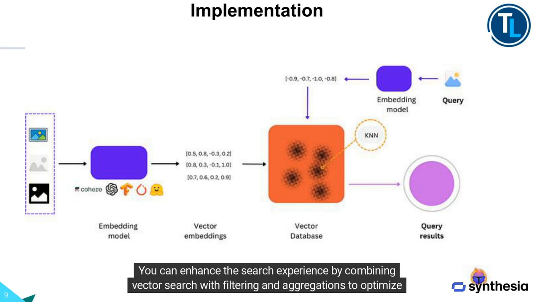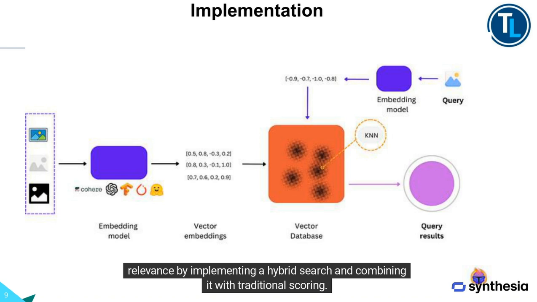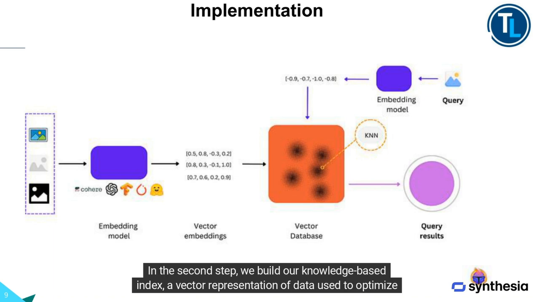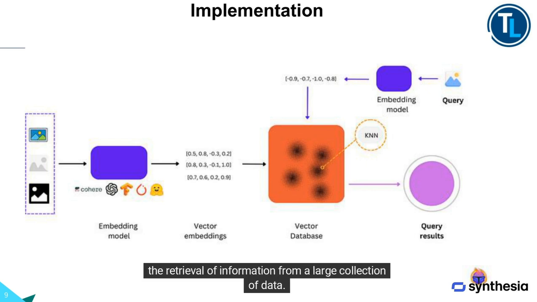You can enhance the search experience by combining vector search with filtering and aggregations to optimize relevance, by implementing a hybrid search and combining it with traditional scoring. In the second step, we build our knowledge-based index, a vector representation of data used to optimize the retrieval of information from a large collection of data.